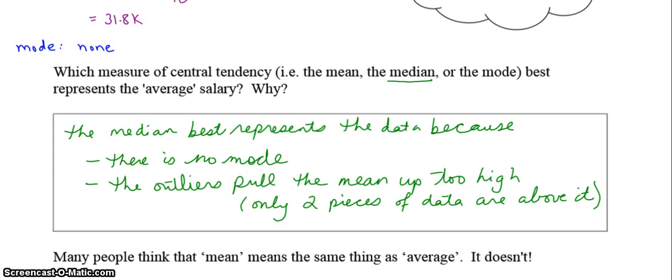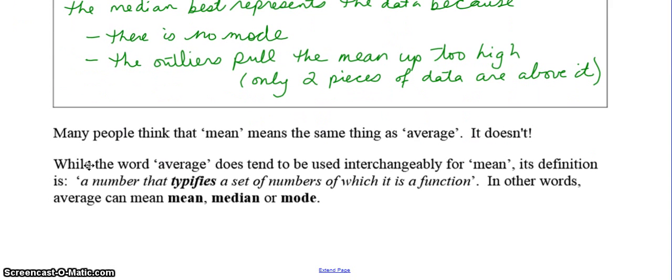So just to summarize, many people think that the mean means the same thing as the average. It doesn't. While the word average does tend to be used interchangeably for mean, its definition is a number that typifies a set of numbers of which it is a function. Basically, in other words, the average can be the mean, the median, or the mode, whichever value you feel best typifies the data.